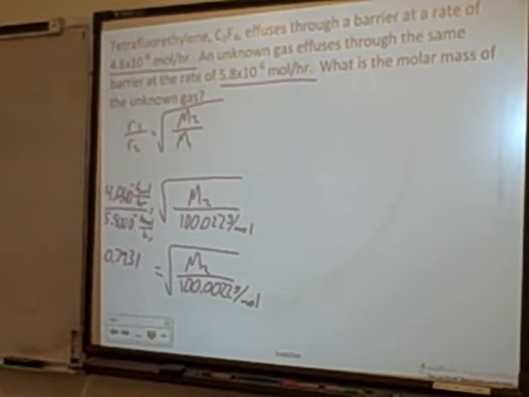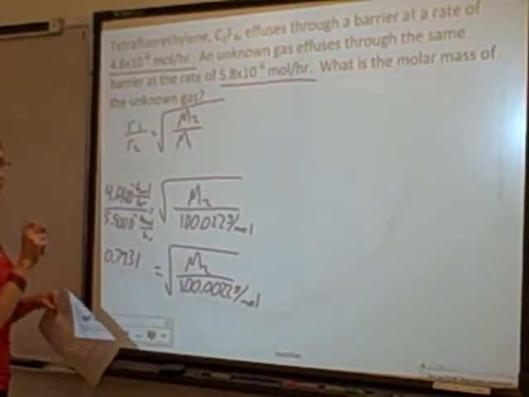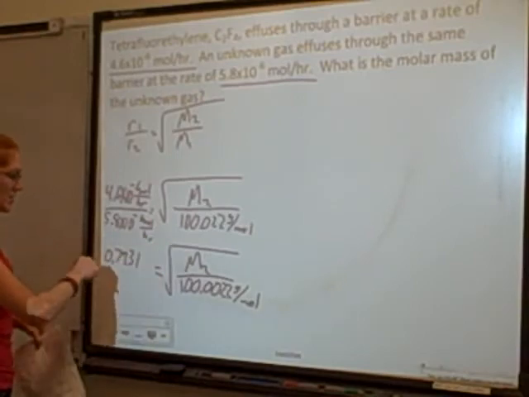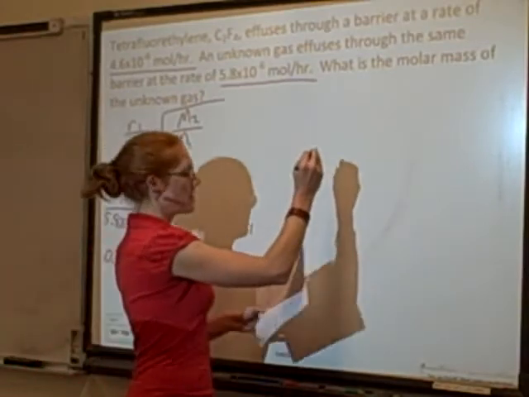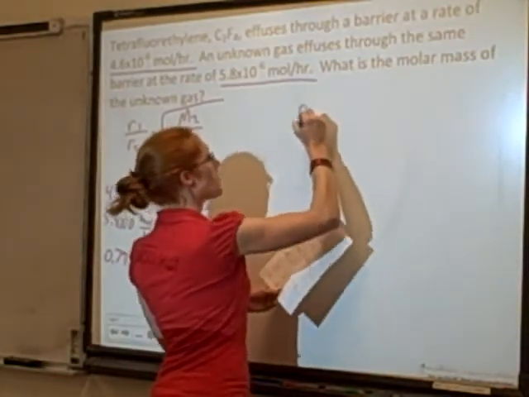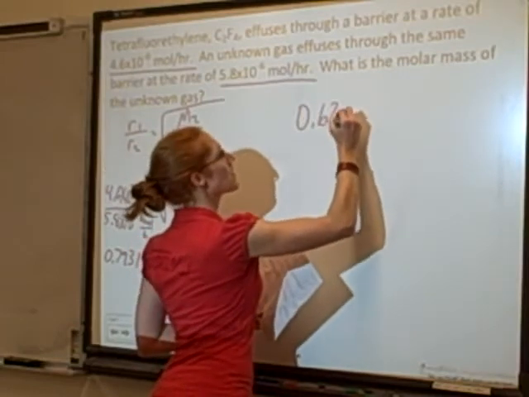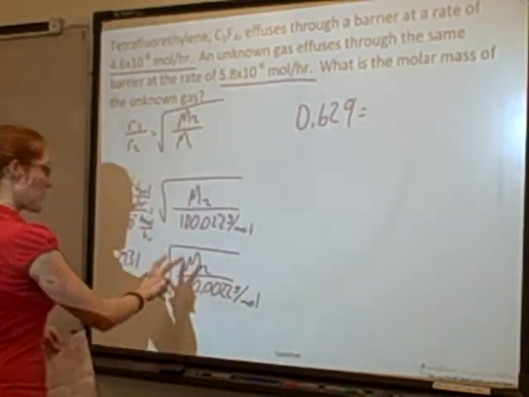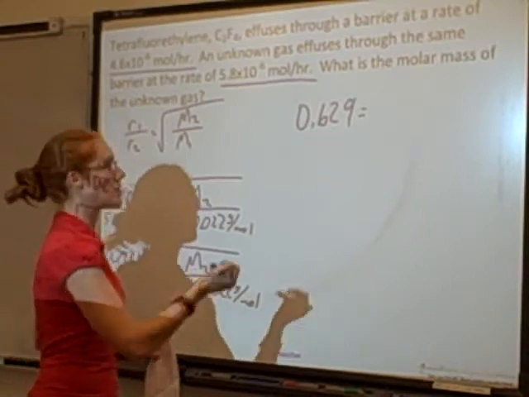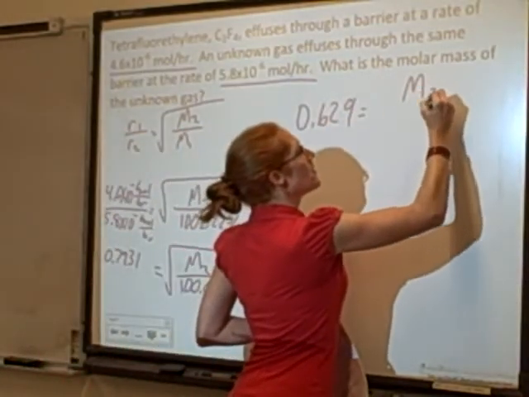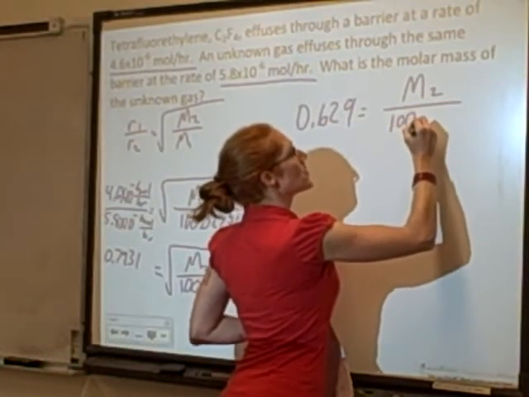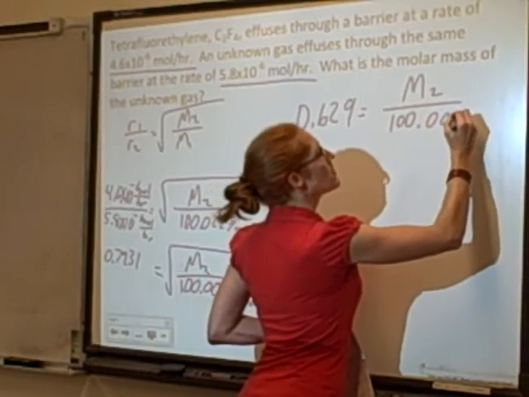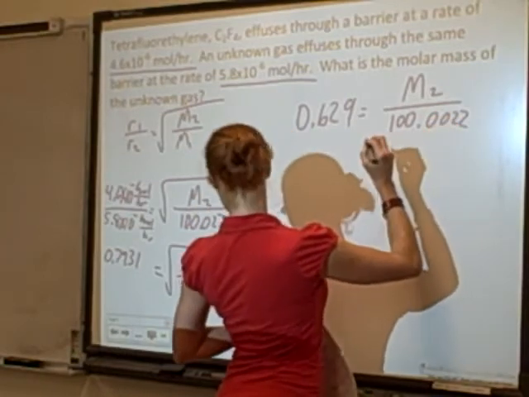Okay, so now I'm going to square root both sides. Sometimes people do this out of order, so that's why I'm doing it step by step. When I square root this side, I get 0.629 equals, this when it's square rooted I just lose the square root, the unknown molar mass over 100.022 grams per mole.